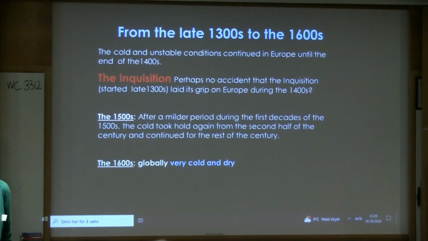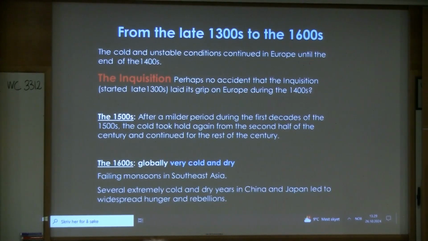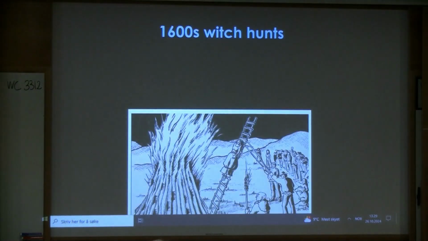And in the 1600s also it was very wet, cold and dry, although in northwestern Europe there were also very wet summers. The monsoons during these centuries often failed in Southeast Asia, and there were several cold and dry years in China and Japan that led to widespread hunger and rebellions. There were also severe droughts in the Middle East and the Eastern African regions.